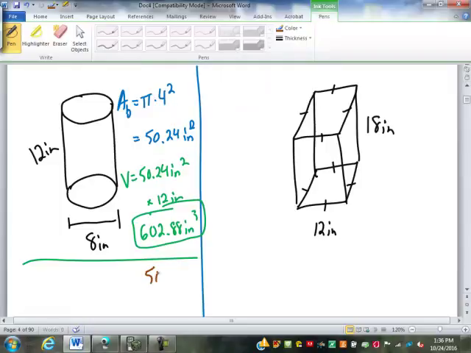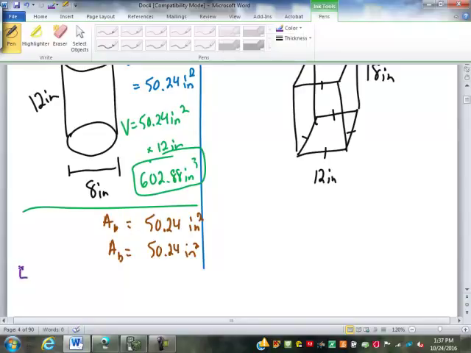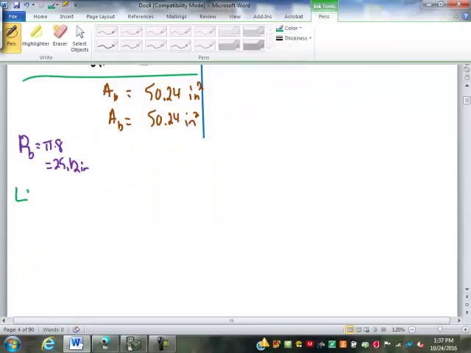For surface area, we got the 50.24 square inches plus another 50.24 square inches. That's the area of our base, twice. What do we need to do then? 16 by 12? Well, we got to find the perimeter of our base. The base is a circle, so its perimeter is going to be pi times 8, which is 25.12 inches. So the lateral area is that perimeter of the base, 25.12 inches, times the height of 12 inches, otherwise known as 301.44 inches squared.